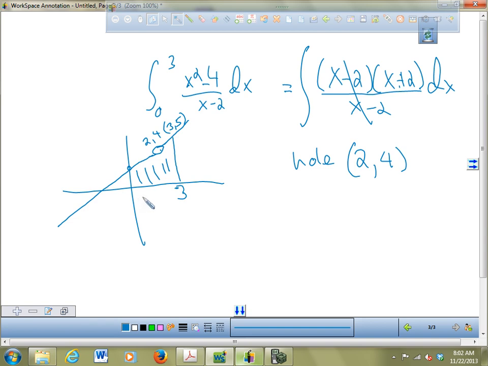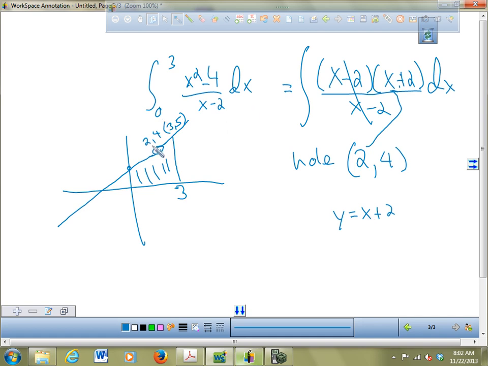What? How do you know the y value is 4? How do I know the y value is 4? Because if I take 2 and put it in here, 2 plus 2 is 4, right? And because this equation looks exactly like y equals x plus 2, except where you have a hole in the graph.